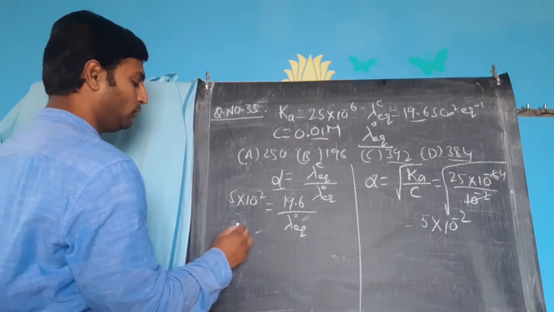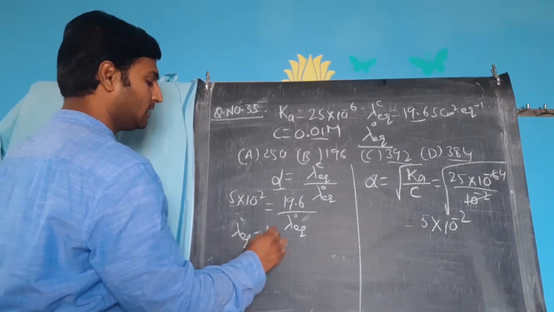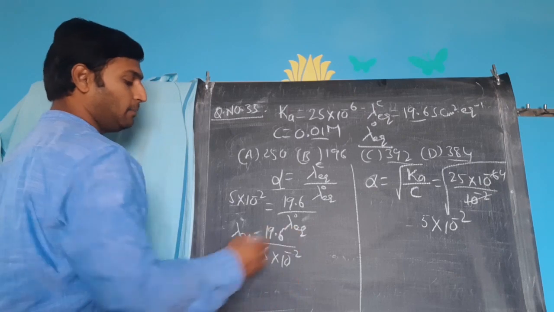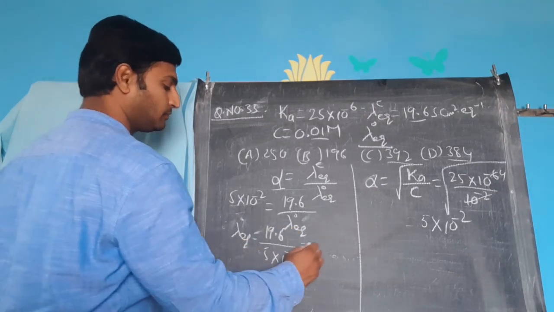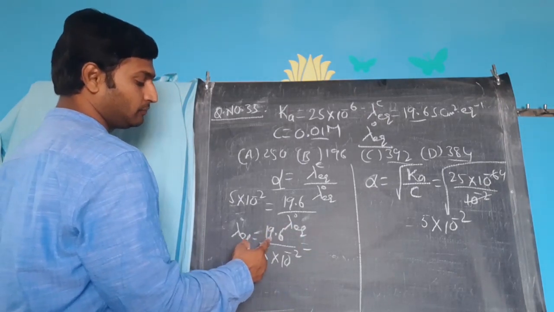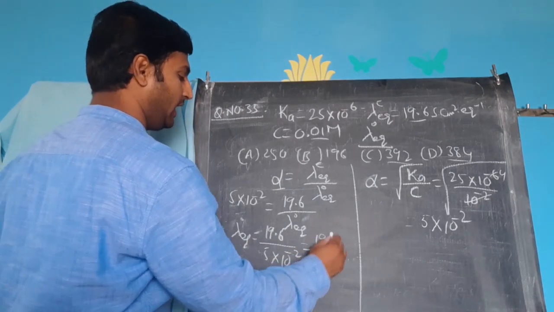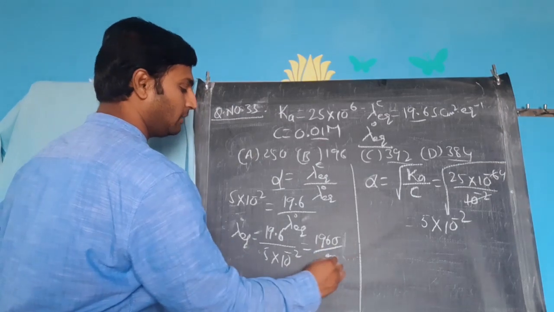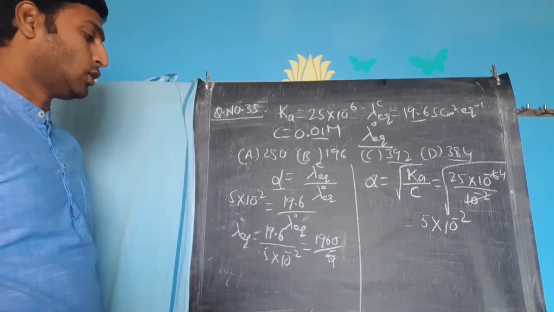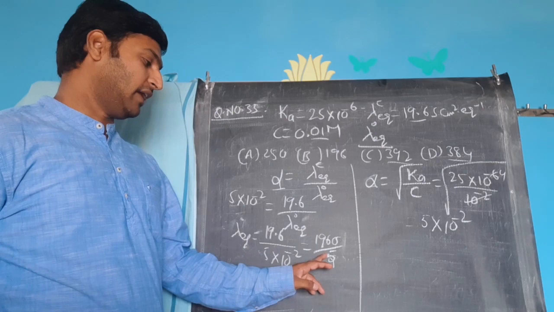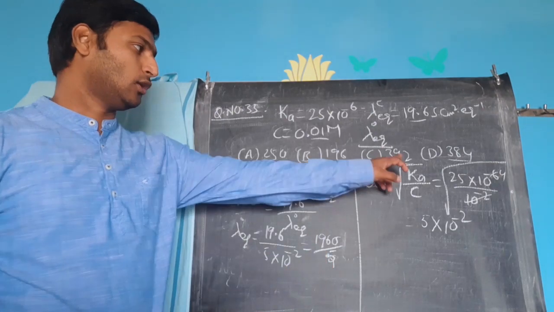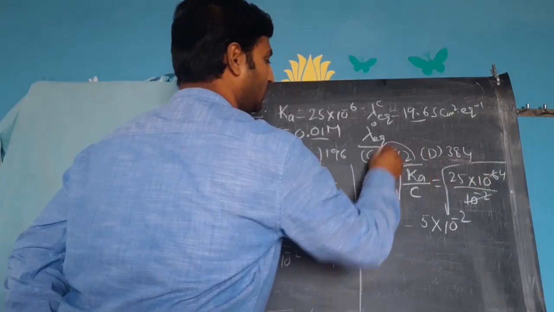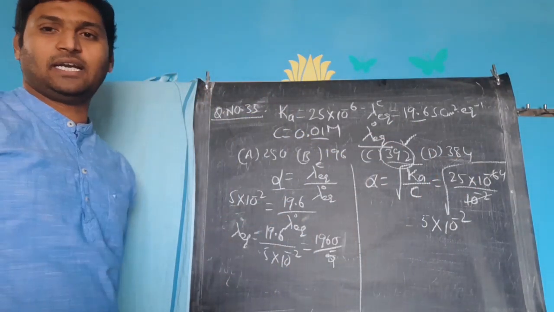Therefore, lambda naught equivalent is equal to 19.6 by 5 into 10 power minus 2. 10 power minus 2 goes up and becomes 100. So you are left with 1960 divided by 5. 1960 is close to 2000. 2000 divided by 5 should be 400. The answer closest to 400 is 392. I think 392 will be your answer. You can simplify and get it.